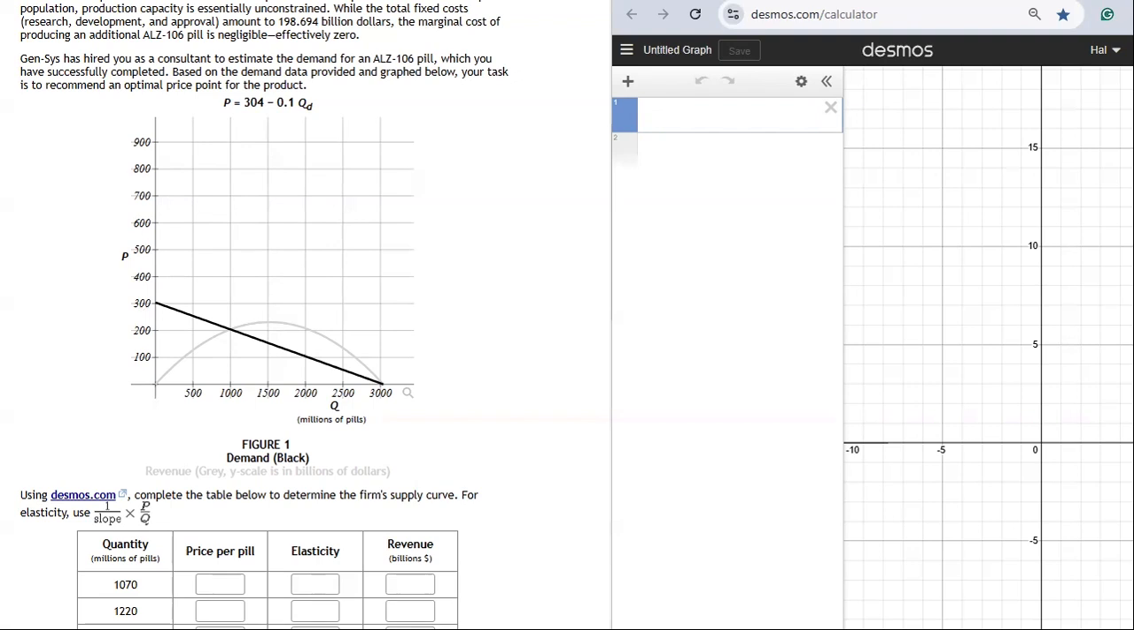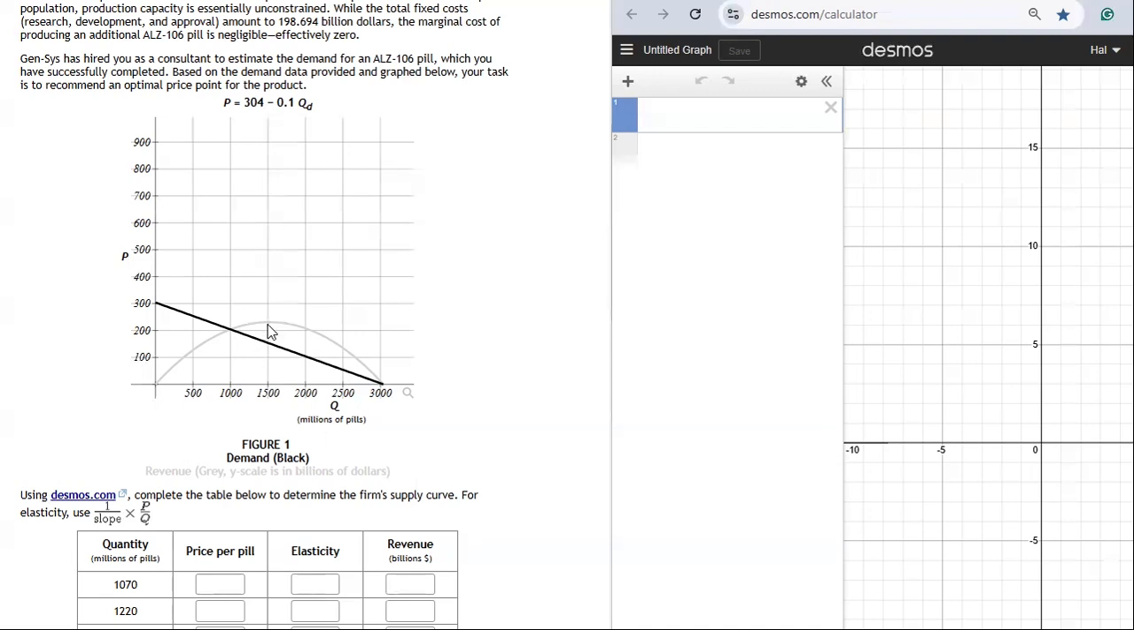Genesis has hired you as a consultant to estimate the demand for ALZ-106 pill, which you have successfully completed based on the demand data provided and graphed below. Your task is to recommend an optimal price point for the product. This axis here, the y-axis, is the price axis, where these are dollars per pill. The gray curve is the revenue curve. The Y scale is in billions of dollars.